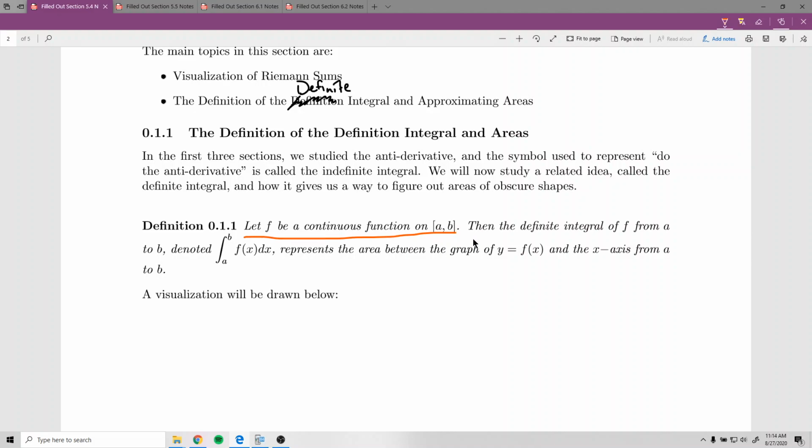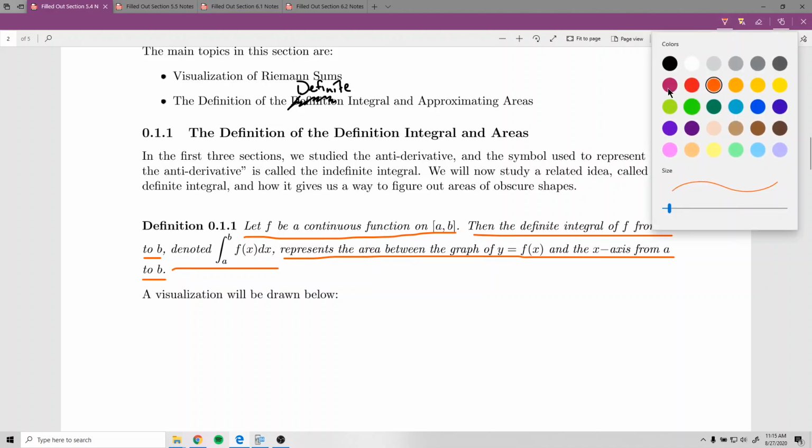But the definition here says let f be a continuous function on the closed interval a to b. Then the definite integral of f from a to b, the notation for that, looks like the indefinite integral, but you have numbers on here, from a on the bottom to b on the top, represents the area between the graph of y equals f of x and the x-axis from a to b.